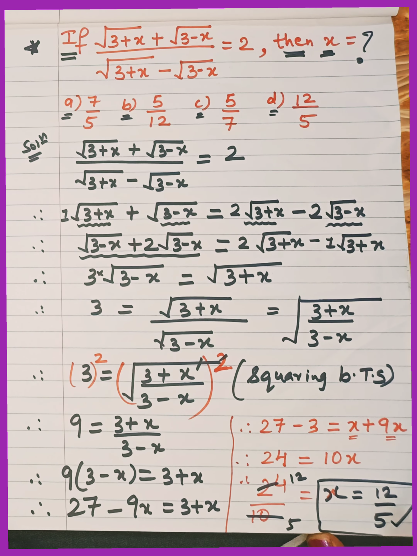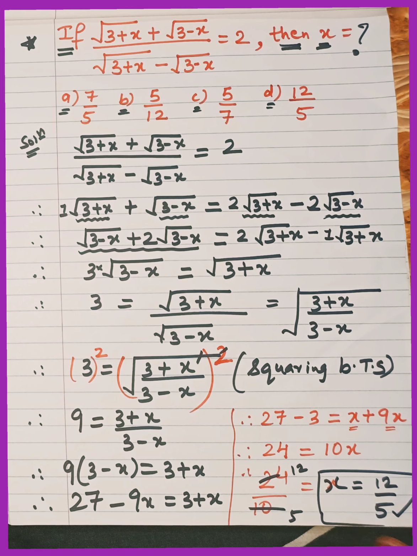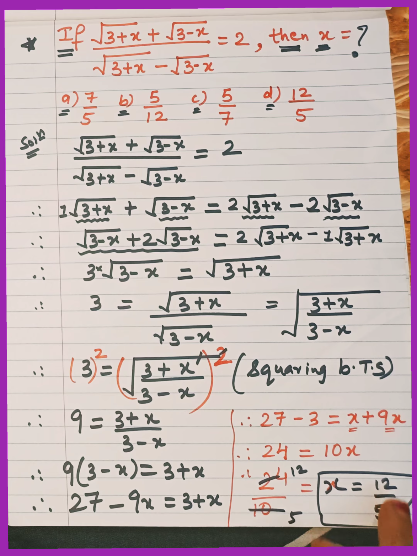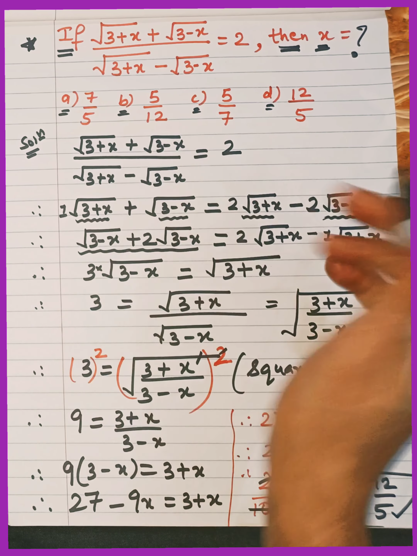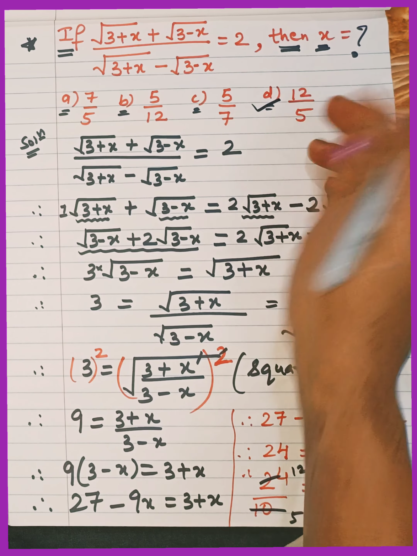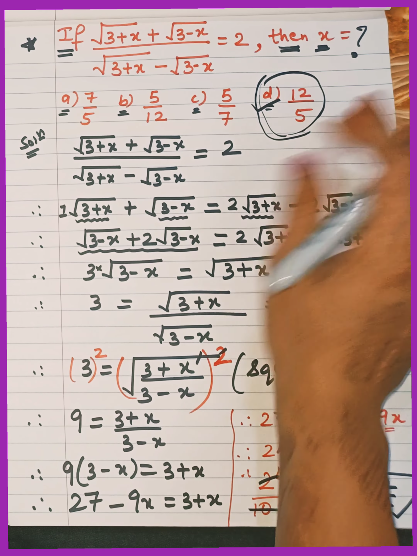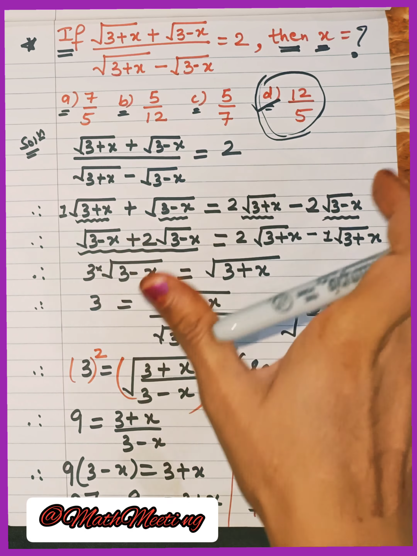So this will be your final solution for this type of question. So if you check out the option, 12 upon 5 is there in option D. So option D, 12 upon 5. This will be the correct solution for this type of question. So this was our today's question, and this was the solution. I hope you understood. Thank you.